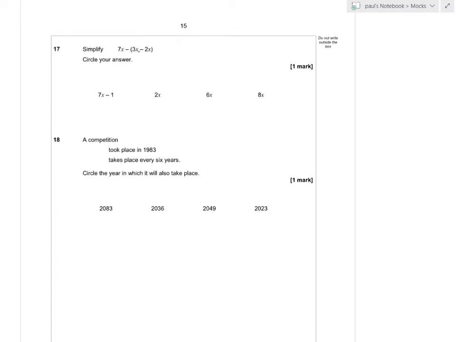Simplify 7 minus 3x minus 2x. Okay, let's get rid of the brackets. So I'll have 7x minus 3x plus 2x. Change the sign, minusy minusy. So that's 4x, 6x altogether.